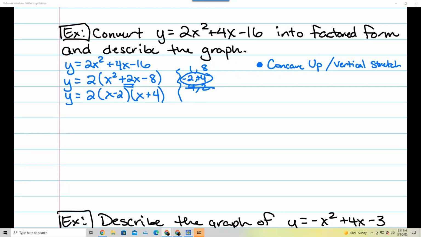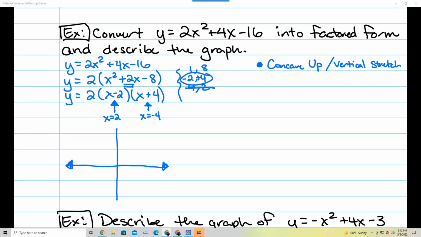Let's take care of the next things. I should be able to find my x-intercepts. My x-intercepts are what makes this thing equal to 0. So my x-intercept, this first one, is going to be at x equals 2. That'll make this 0. And the other x-intercept will be here at x equals negative 4. That'll make it 0. These are my x-intercepts. They can call them the x-intercepts. They can call them the zeros. They can call them the roots. They're all the same thing.